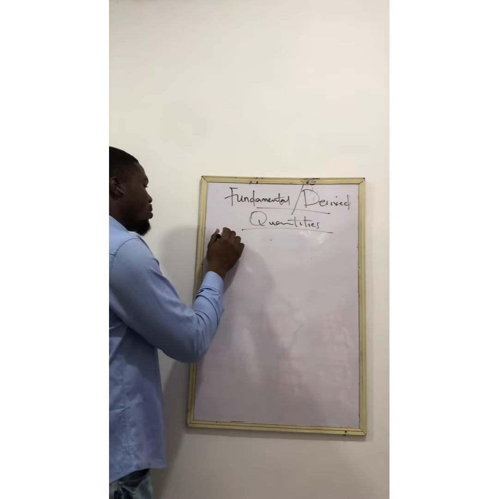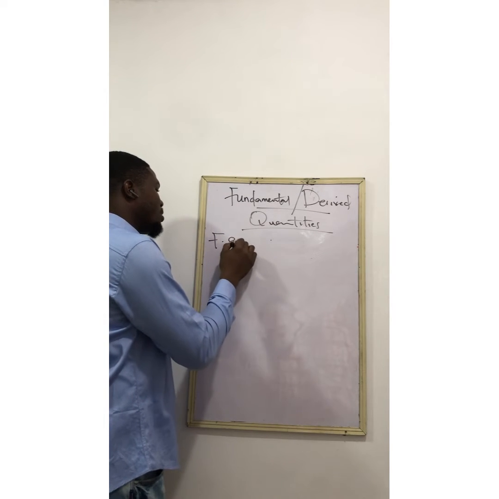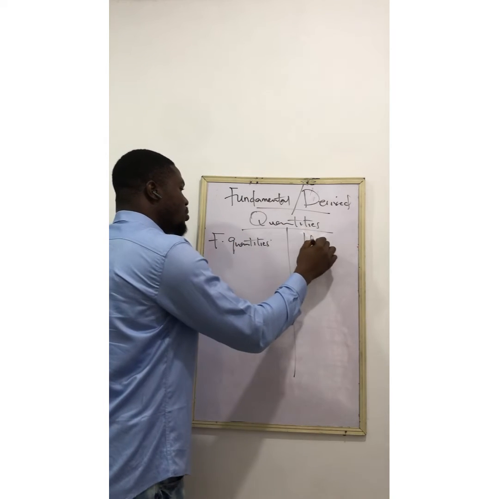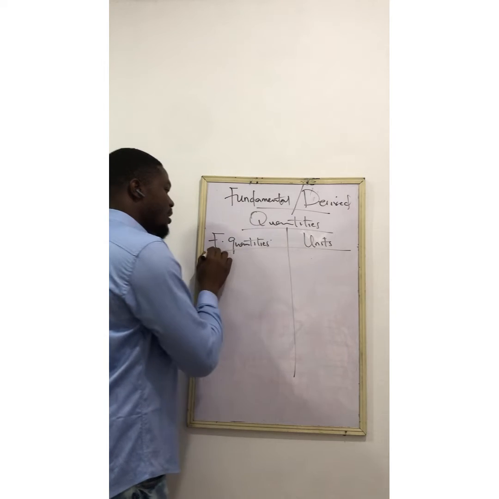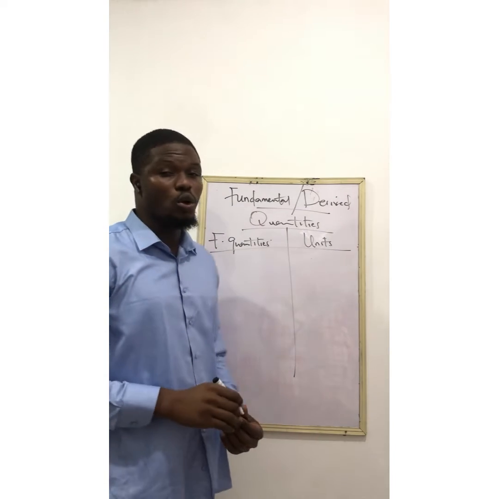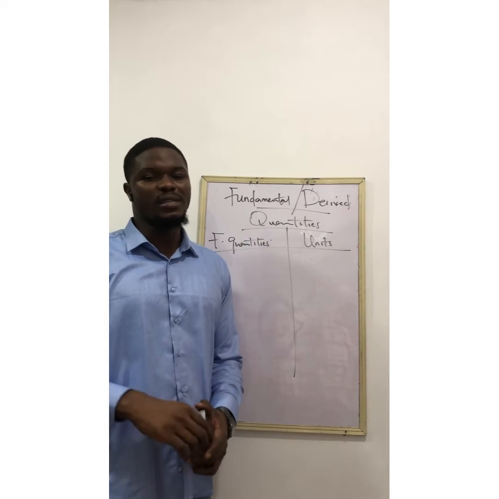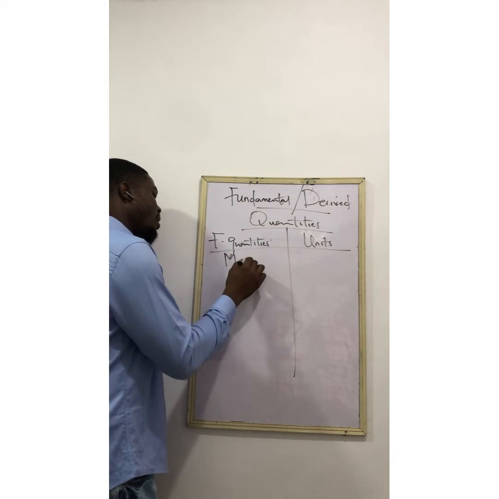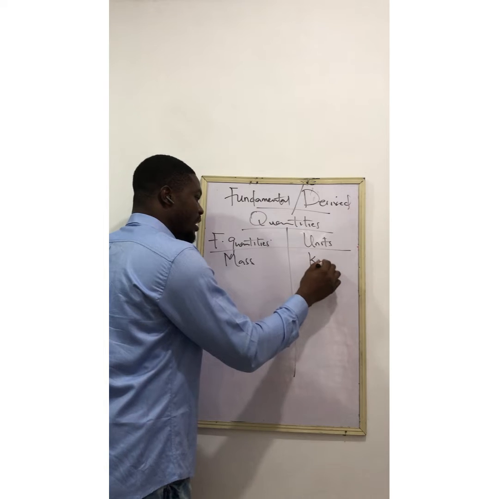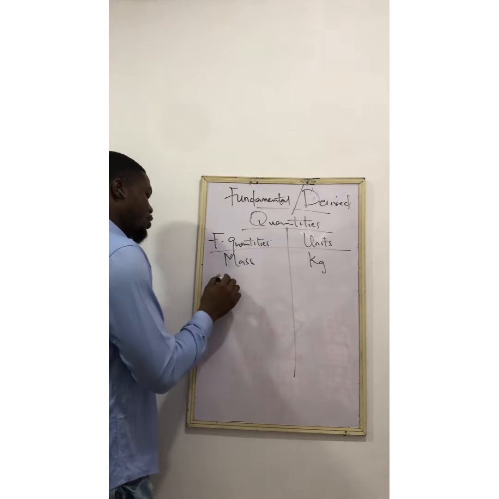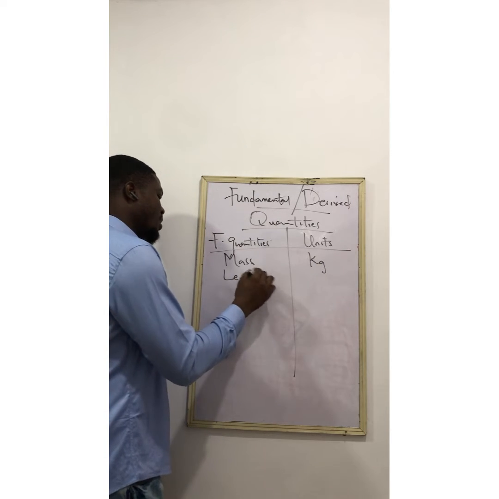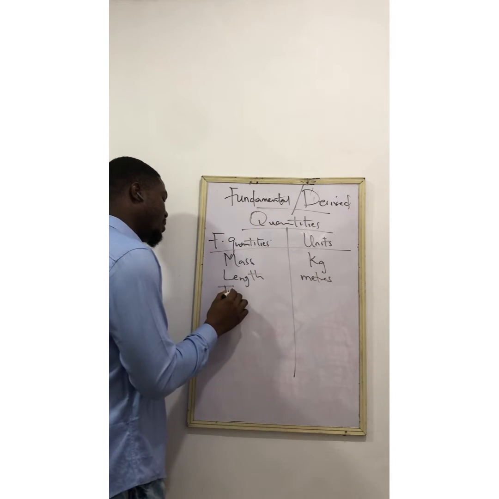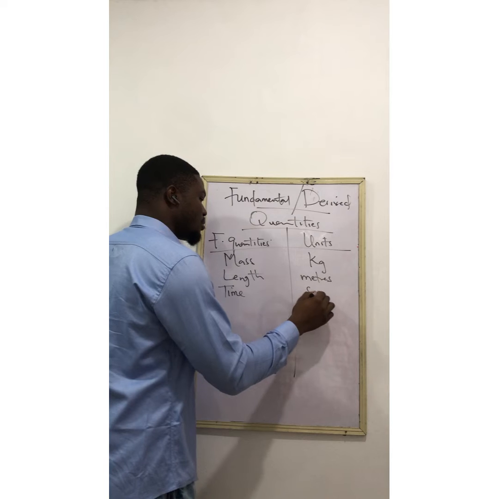These are the fundamental quantities and their units. As a physics student, you should know all these fundamental quantities, about 7 of them, and their units. The first one is mass, and the unit for mass is kilogram, the SI unit. The next one is length, and that is meters. Time, and that's seconds.